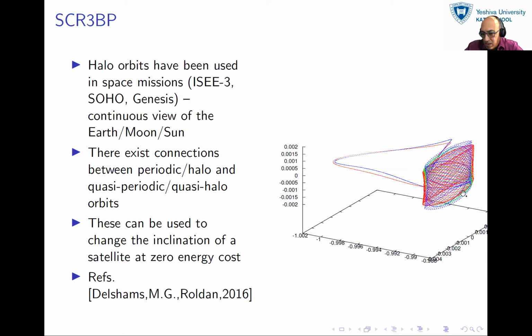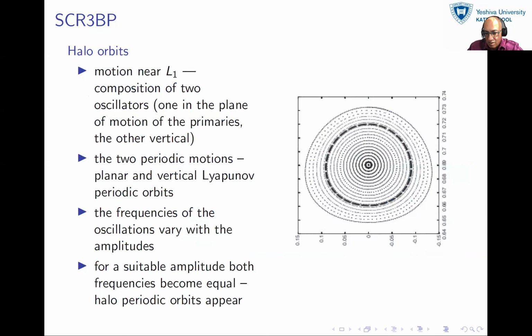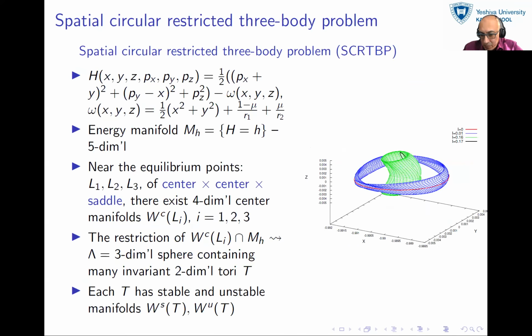And what happens is that you can use these stable and unstable manifolds to move from one torus, the green one, to the blue torus. What does it achieve for us? Let me switch back. So you see that the blue torus is kind of flat.